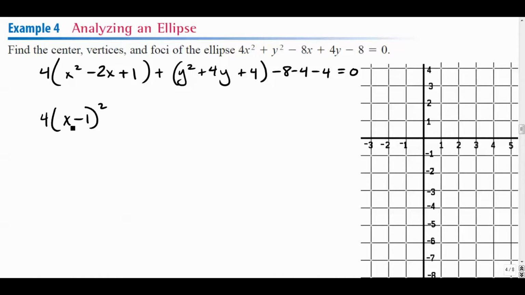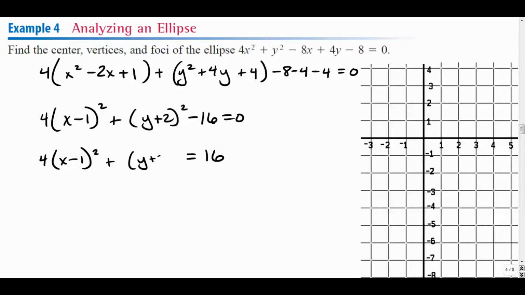We want x minus 1 quantity squared plus y plus 2 quantity squared. This is minus 12 minus 16. And let's get that 16 to the other side. So we have 4 quantity x minus 1 squared plus y plus 2 quantity squared equals 16. And just like in the last video, we're going to want to divide everything by 16. We want to make that equal to 1. So it's 4 over 16, which is 1 over 4. This is over 16, and this is 1.